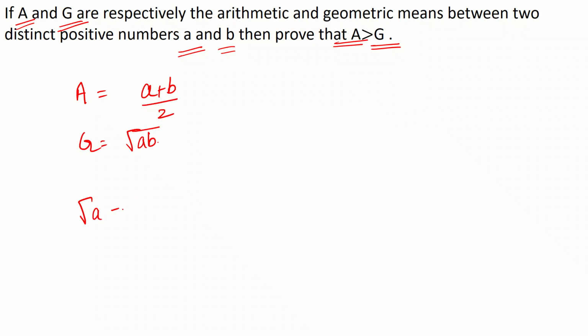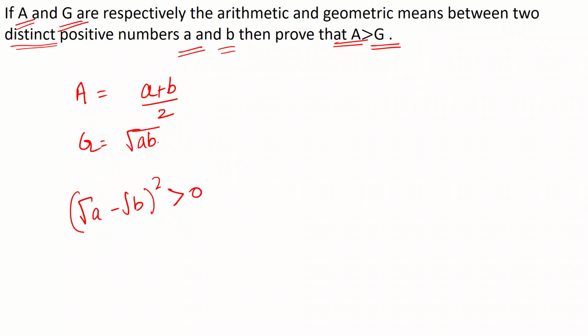Root a minus root b, the whole squared, is greater than 0. We know this because this is a square quantity. It cannot be equal to 0 because the question says that the numbers are distinct, so a cannot be equal to b. Only if a is equal to b can we have root a minus root b whole squared equal to 0. Otherwise, in any other circumstances, this quantity has to be strictly greater than 0, strictly positive.